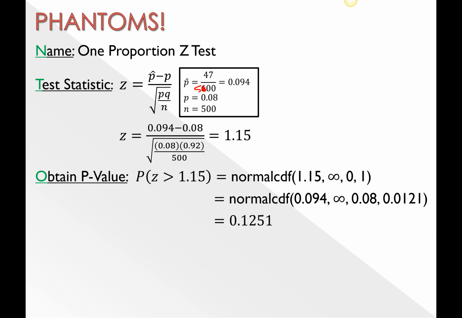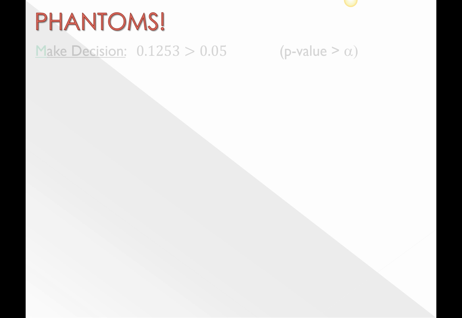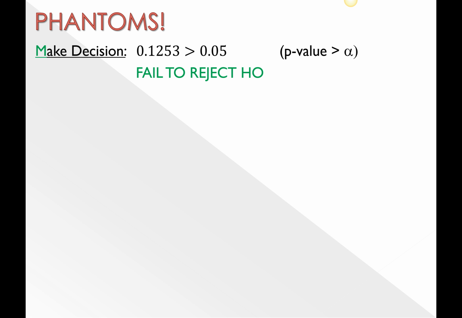We should see that we get a p-value of 0.1251. Remember that there's a lot of p's here. We have a p that represents the population proportion, a p hat that represents the sample proportion, and a p-value, which is the probability of observing this p hat compared to its true proportion p. So 0.1251 is not low enough to make the H0 go away. Since our p-value is greater than our significance level of 0.05, we're going to fail to reject the null hypothesis.